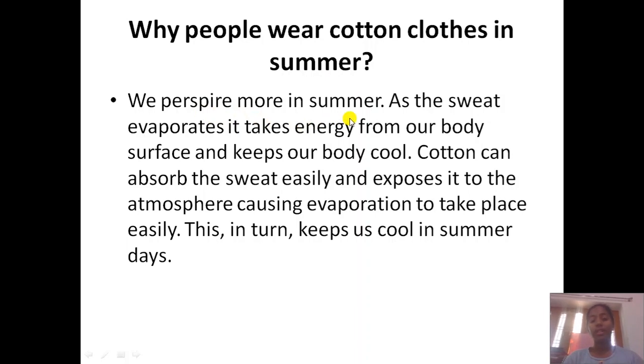We perspire more in summer. Perspire means we sweat more. As the sweat evaporates, it takes energy from our body surface, and it keeps our body cool. We very well know that when evaporation is there, cooling is there. Now cotton can absorb the sweat easily and expose it to the atmosphere, causing evaporation to take place easily, and this in turn keeps us cool in summer days.